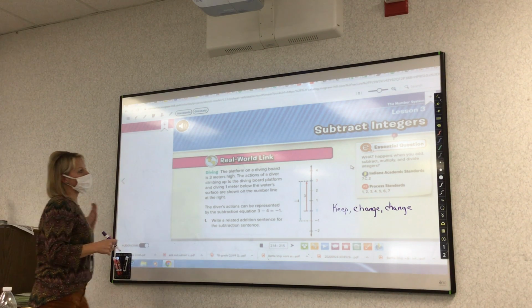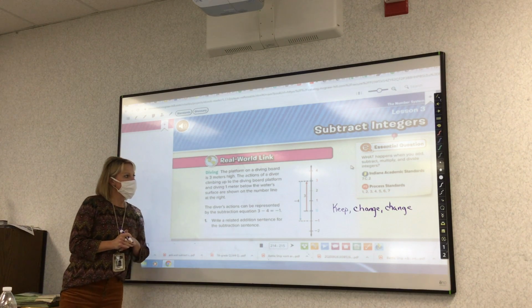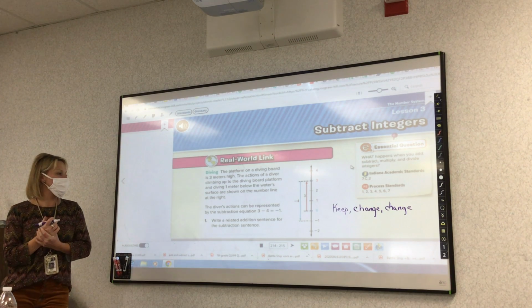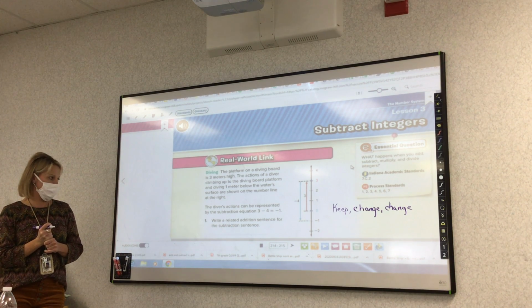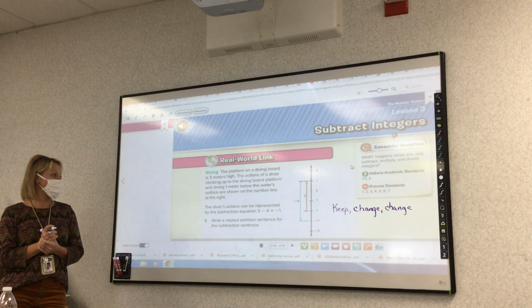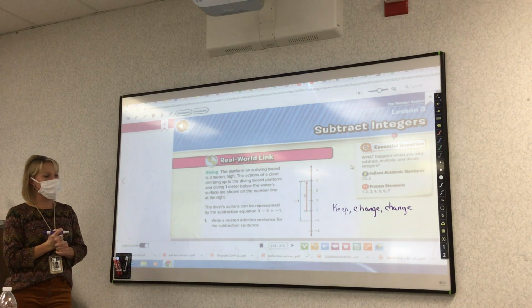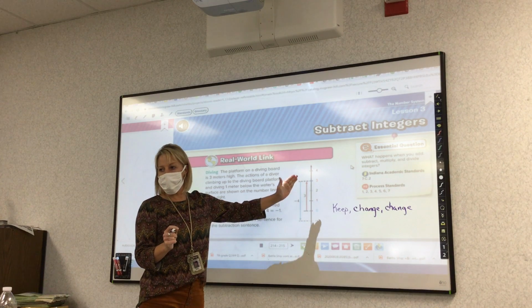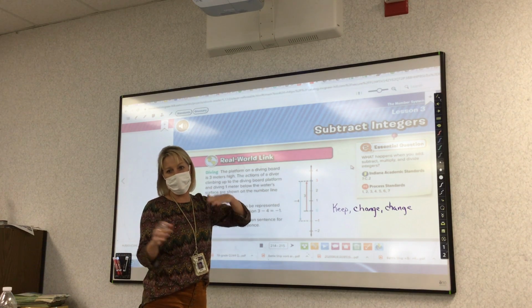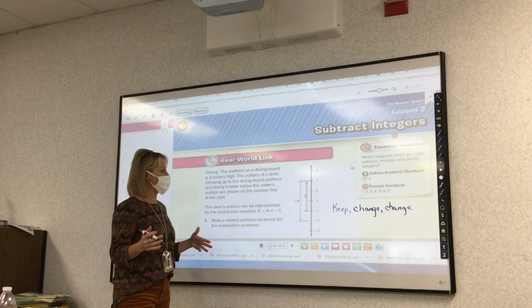So let's look at a real world example for diving. The platform on a diving board is 3 meters high. The actions of a diver climbing up to the diving board platform and diving 1 meter below the water surface are shown on the number line at the right. This is a vertical number line, but we have been using a horizontal number line. It's the same type of thing.